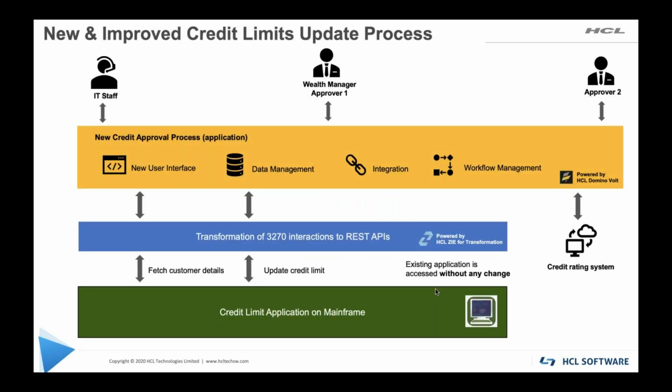This is the illustration of the to-be scenario using the joint solution of Domino Vault and ZIE for Transformation. A new credit approval workflow is created using Vault. The new Vault application governs the end-to-end business flow. Appropriate end users are notified and presented with the data they need to perform their responsibilities. Under the covers, ZIE for Transformation is invoking the core banking system to retrieve and update customer data accordingly.